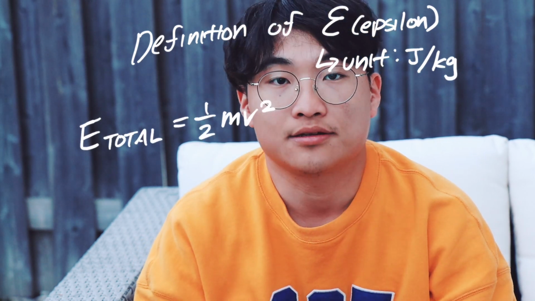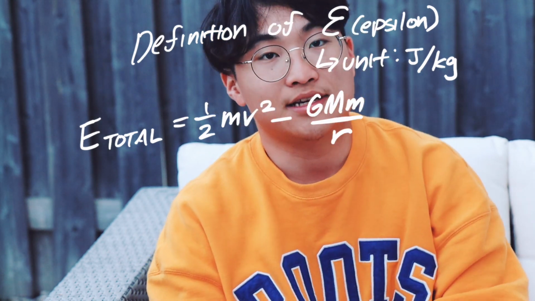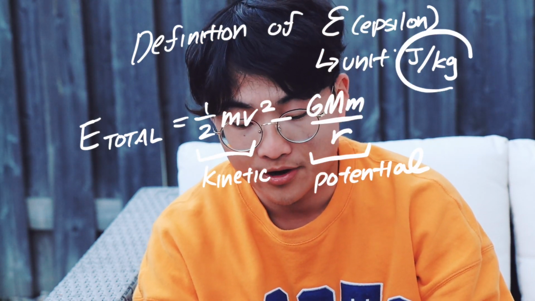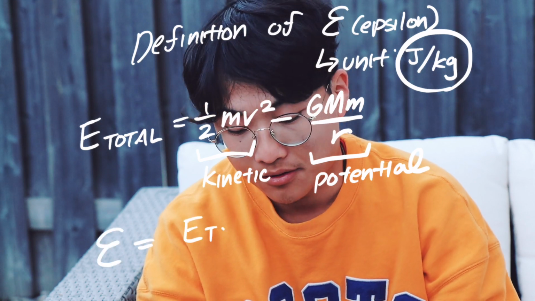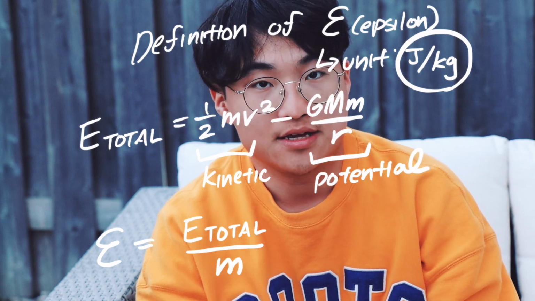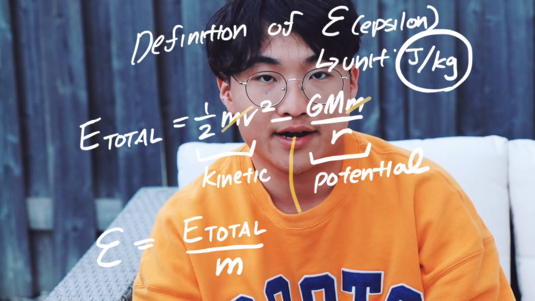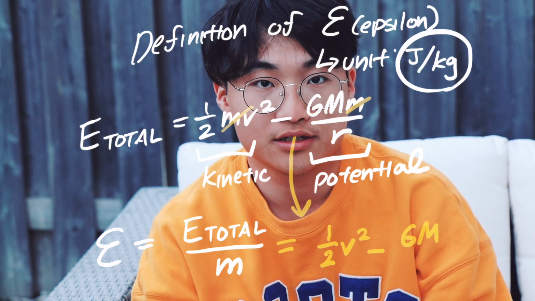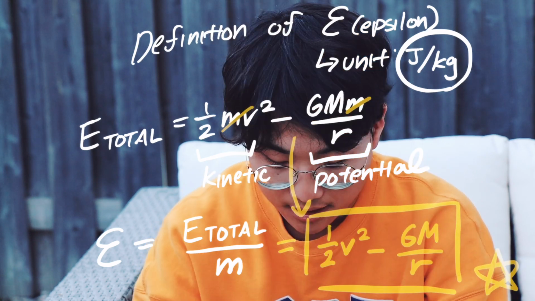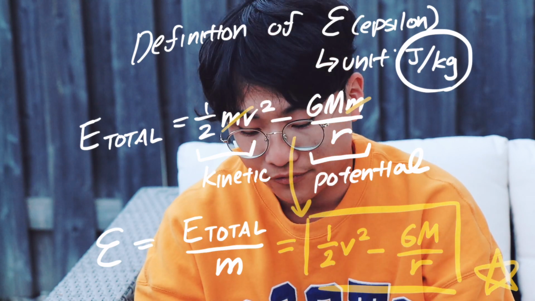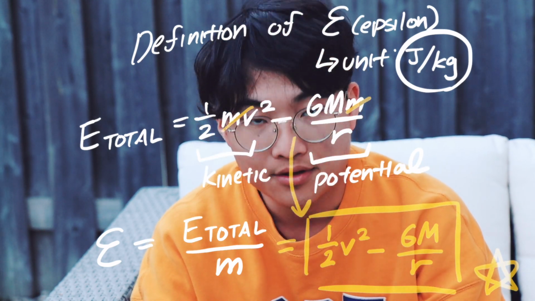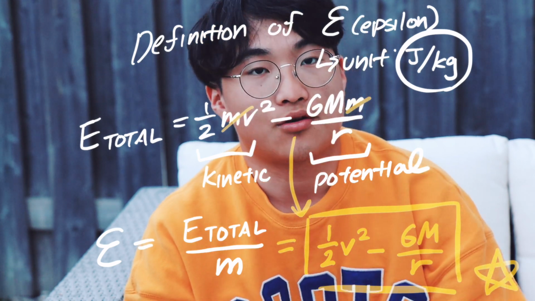You guys would know that the total energy equals kinetic energy plus potential energy, which is 1/2 mv squared minus GMm over r. Epsilon, being the total energy divided by the mass of the object, basically neglects the object's mass, and the equation is 1/2 v squared minus GM over r, M in this case being the Earth's mass.